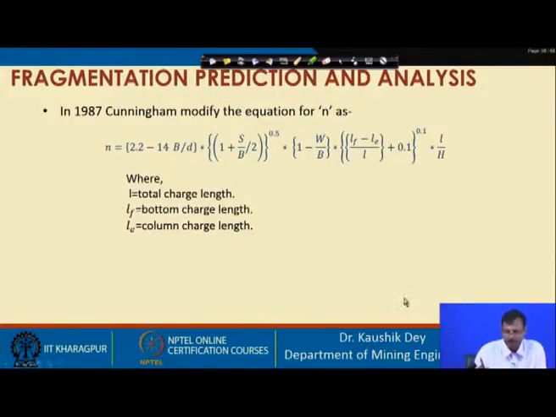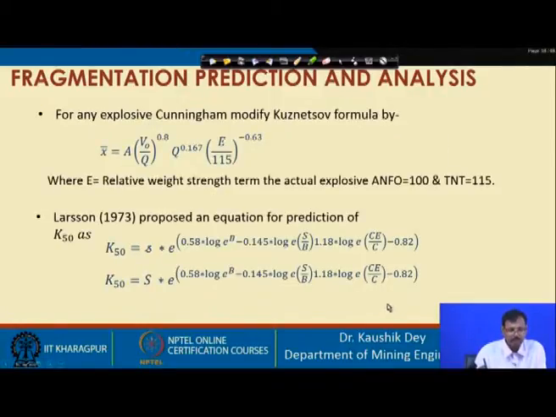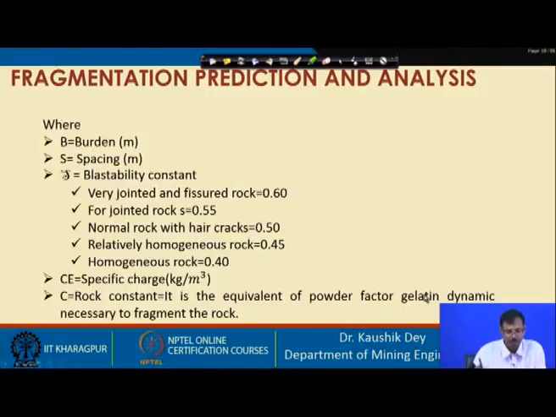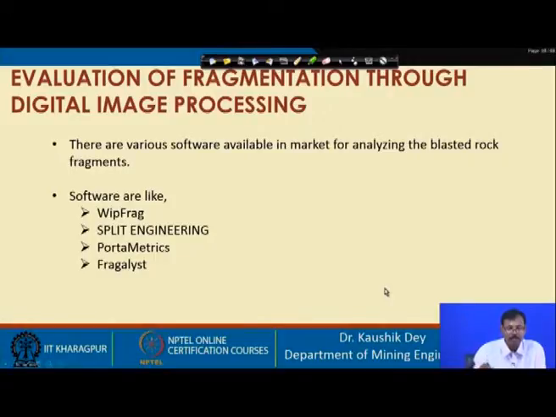These are some other estimations for the uniformity index. This is the modification of the Kuznetsov model, where different formulas are given.